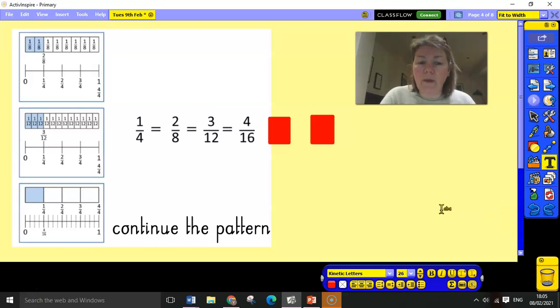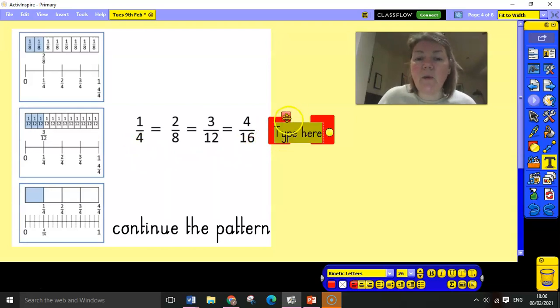So how did we get on? I wonder if you noticed that what we're doing is multiplying the numerator and multiplying the denominator by the same amount. And if you go back to yesterday's video, you will see me doing this, finding equivalent fractions. So I can see that here I've multiplied my 1 by 2, and I've also multiplied my 4 by 2. I can see with 4/16ths, I've multiplied my numerator by 4 to get 4. 1 times 4 is 4. I've multiplied my denominator by 4. 4 multiplied by 4 is 16.